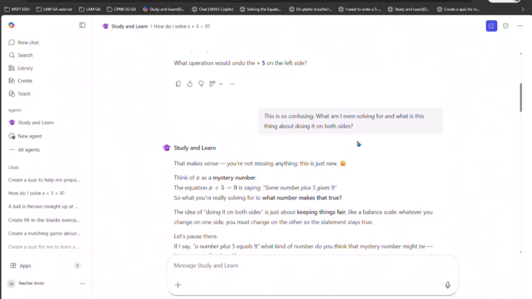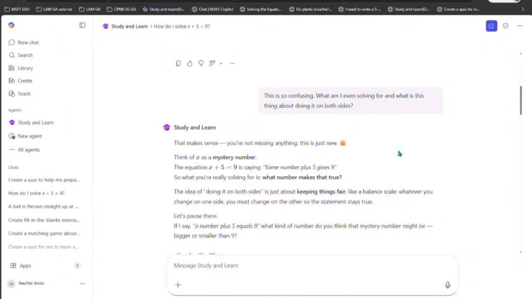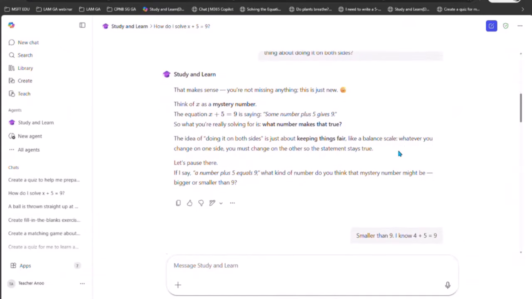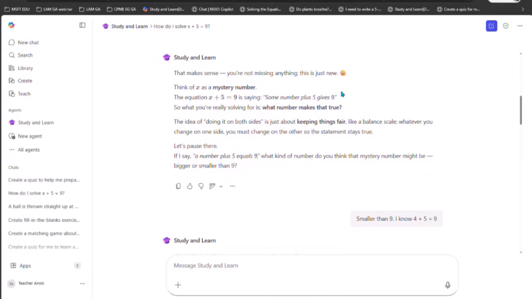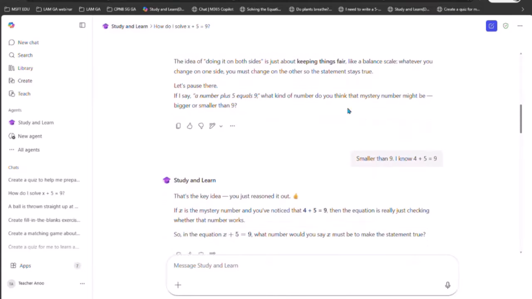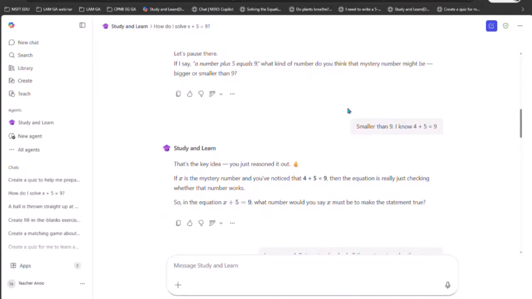So I said, this is so confusing. What am I even solving for? What am I really trying to do here? And so it slows down and it puts that information in plain speak for me, just in language, no symbols. Some number plus 5 gives you 9. What could that number be? Will it be less than 9, more than 9? It's getting to that intuitive thinking essential for math.